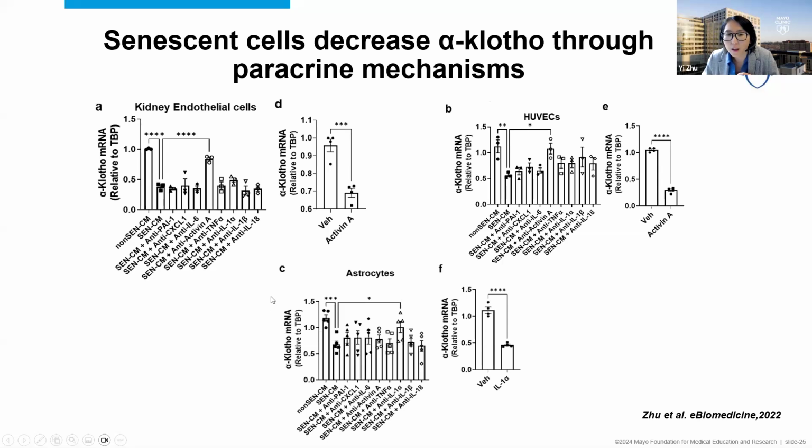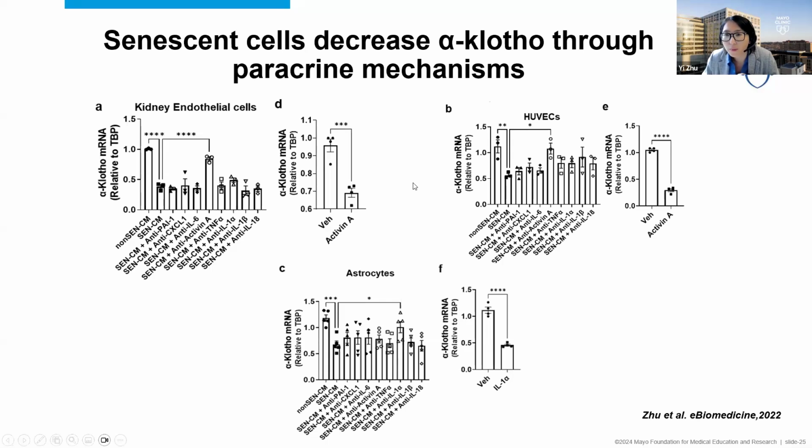And when we used neutralizing antibodies against each SASP component, we also found that the antibody against activin A, or the antibody against IL-1 alpha, can partially restore alpha-klotho. Also, recombinant activin A or IL-1 alpha can significantly reduce alpha-klotho expression in those normal cells.